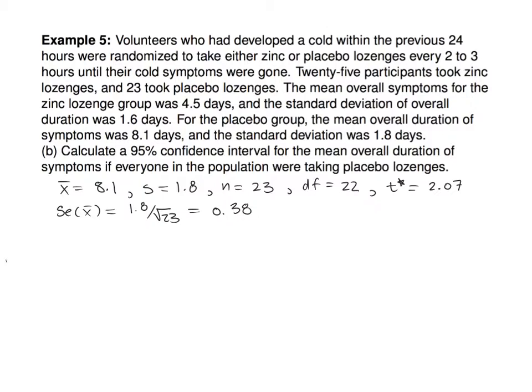That's a strategy. Okay, so now our confidence interval is X bar, which is 8.1, plus or minus the multiplier, which is 2.07, times the standard error of 0.38, which is 7.31 to 8.89.